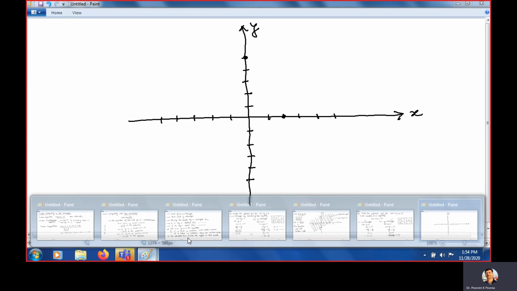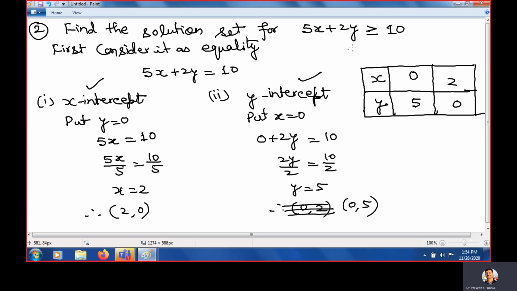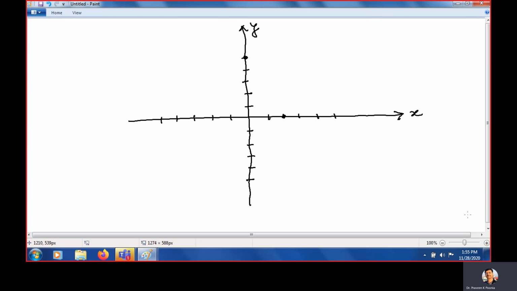And one more thing: if you see here, the question is greater than or equal to. Greater than or equal to means it will be a solid line. Clear? So let us draw the line here, and it will be like this one. Little more up.